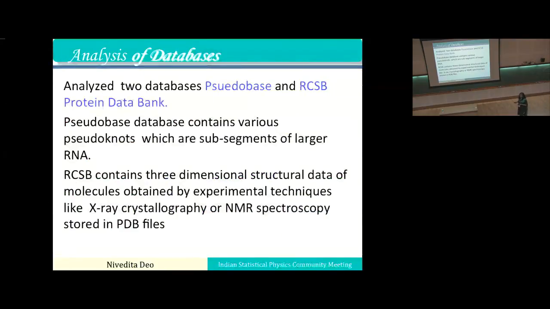So in this talk, what I will try to do is an analysis of the database and show you some results from this database. And then I will try to give you a model which will explain some of the results that I will present, not all of them. There are two databases that I look at, the Pseudobase and the RCSB Protein Data Bank. And these are data banks which contain all of the RNA known.